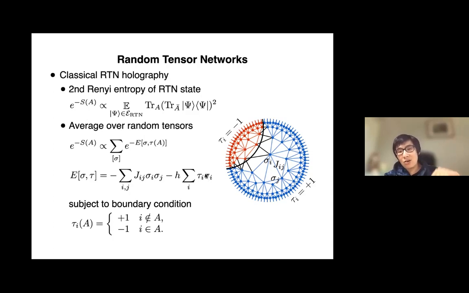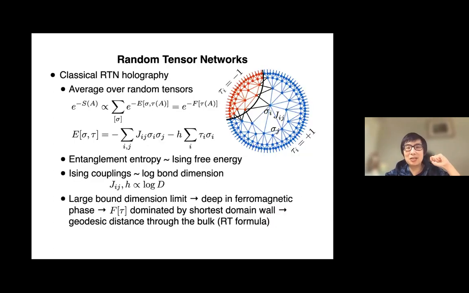And then there is also a boundary condition which tries to pin the boundary spins. If the boundary belongs to region A, it is pinned to -1. If it belongs to region A bar, the remaining region, it is pinned to +1. So that's the Ising model described. It turns out the second Renyi entropy problem of a random tensor network maps to this Ising model, such that one can evaluate e to the minus entropy as if it is a free energy with a boundary condition. The entanglement entropy becomes the Ising free energy, and the Ising coupling has to do with the log bond dimension.